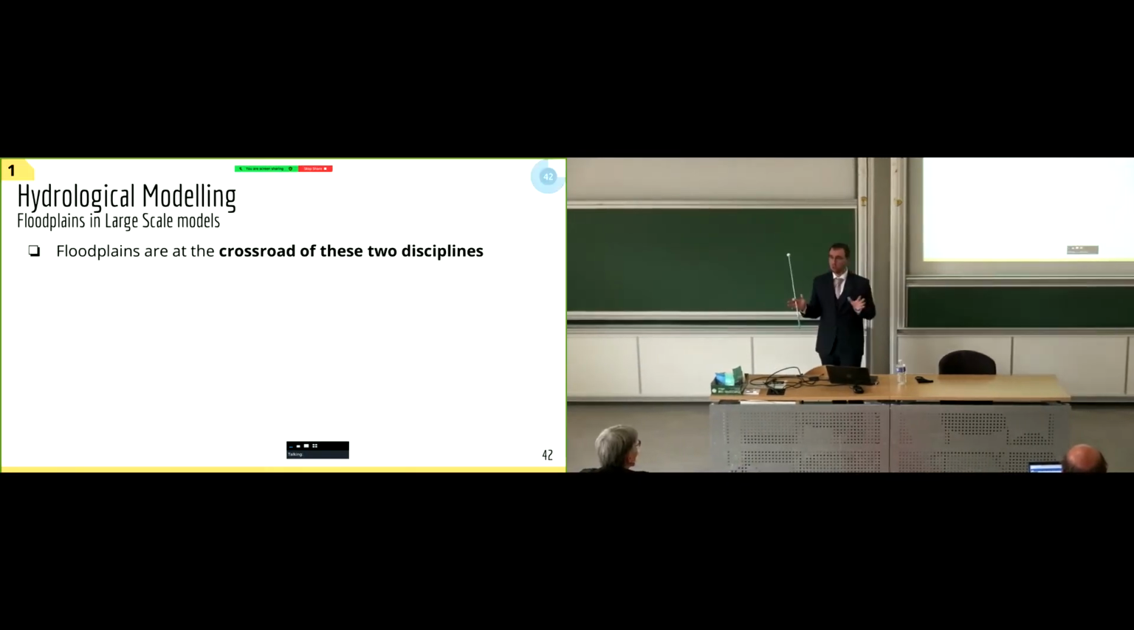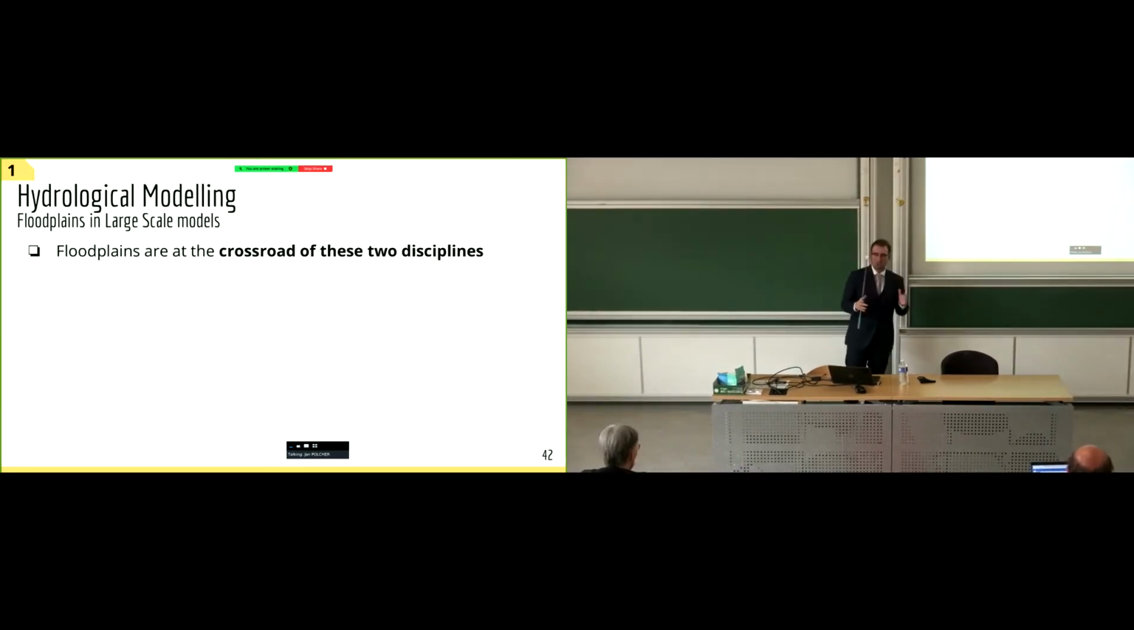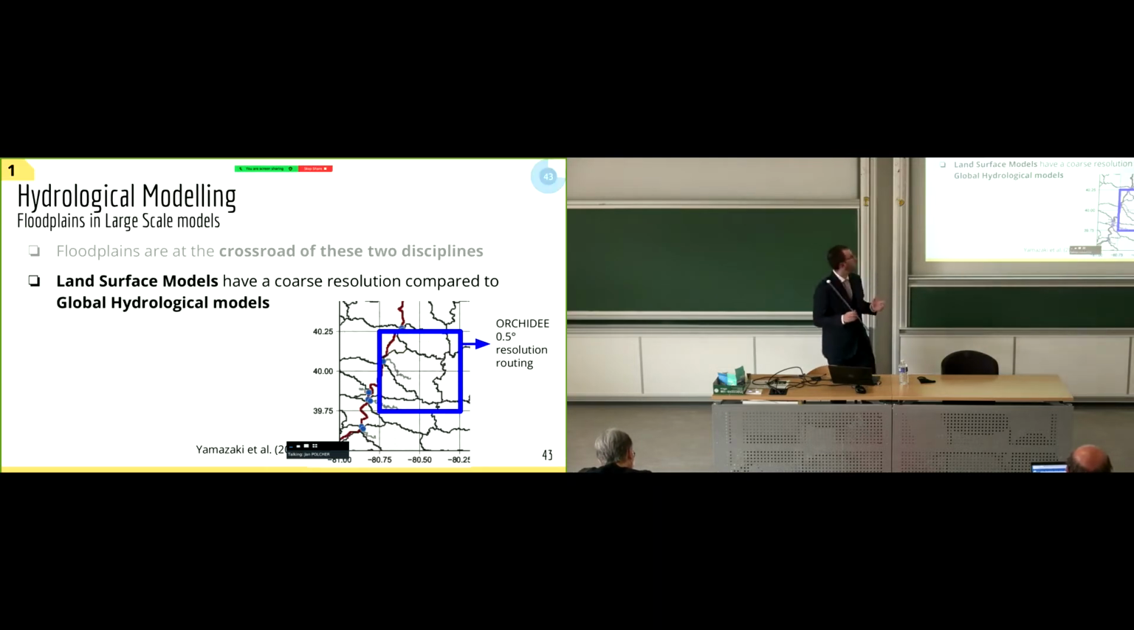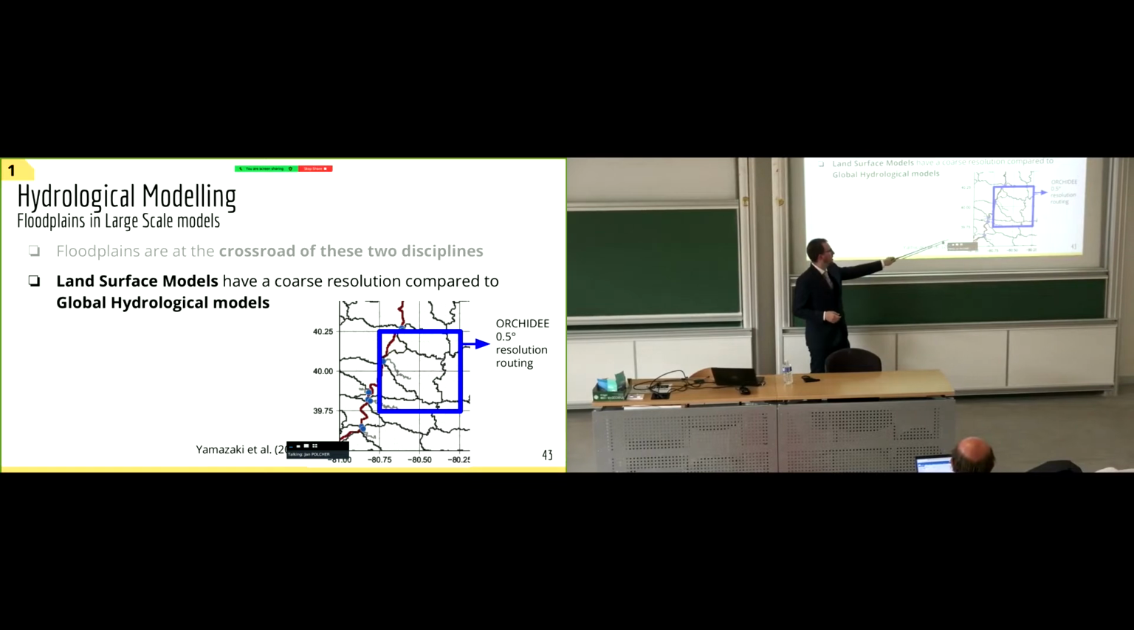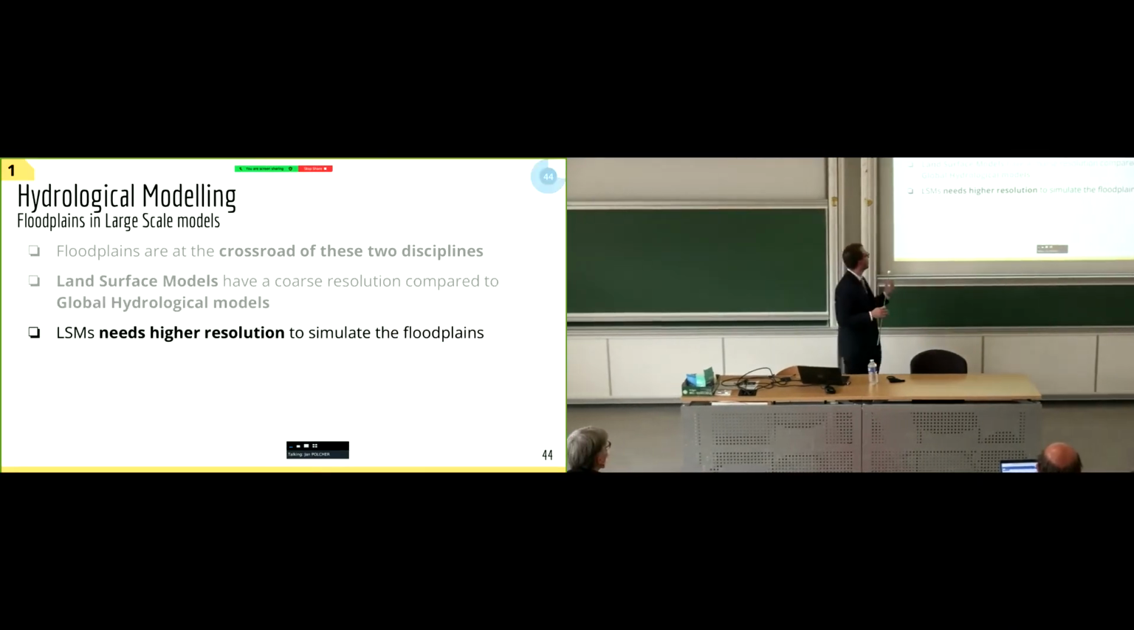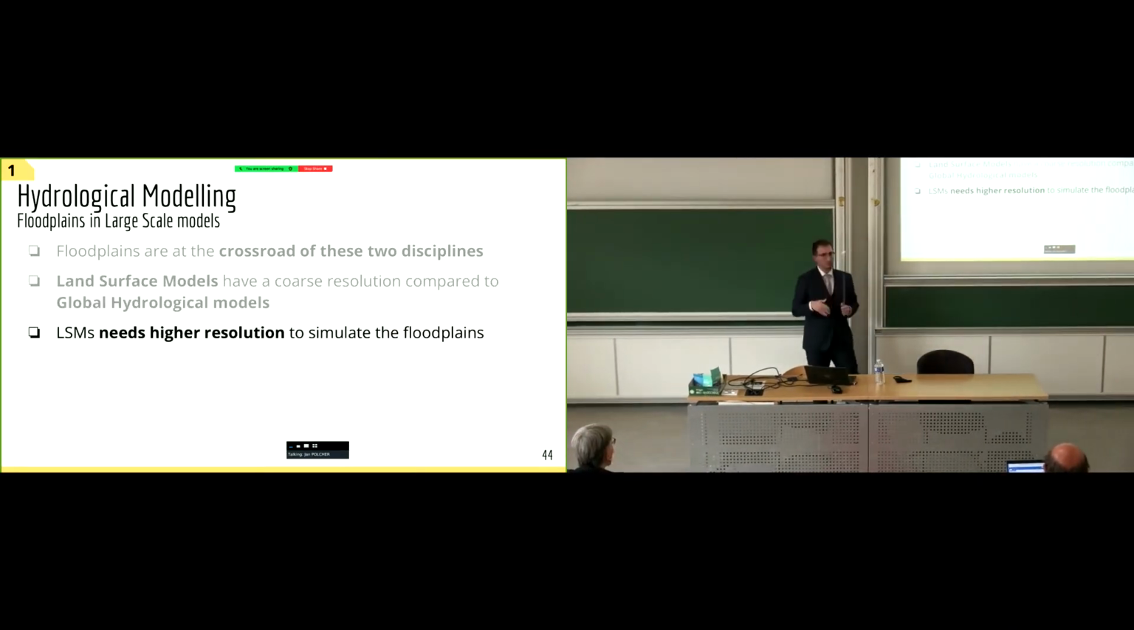So floodplains are at the crossroad of these two disciplines. Land surface models have a coarse resolution compared to global hydrological models. You can see here the ORCHIDEE 0.5 degrees resolution compared to the CaMa-Flood vector-based grid. And this is why land surface models need a higher resolution to simulate the floodplains.